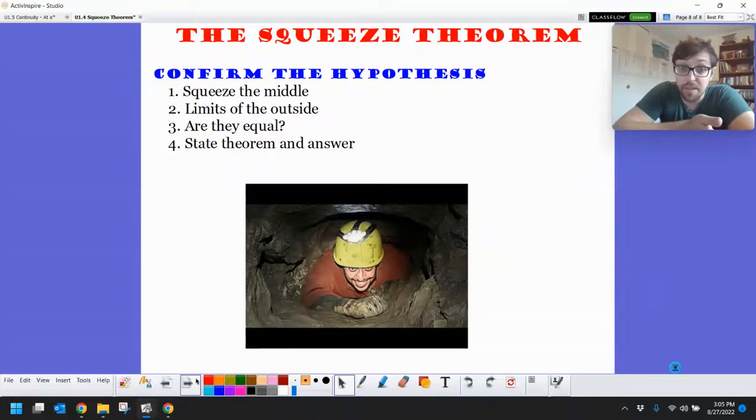And that's it about the squeeze theorem. Make sure when you're using the squeeze theorem that you confirm that hypothesis. If you just say, by the squeeze theorem, it's got to be this, that's no good. You need to go through those steps of showing why you can apply the squeeze theorem. Make sure you squeeze the middle, check the limits of your outsides, make sure that they're equal, and then state which theorem you are using.